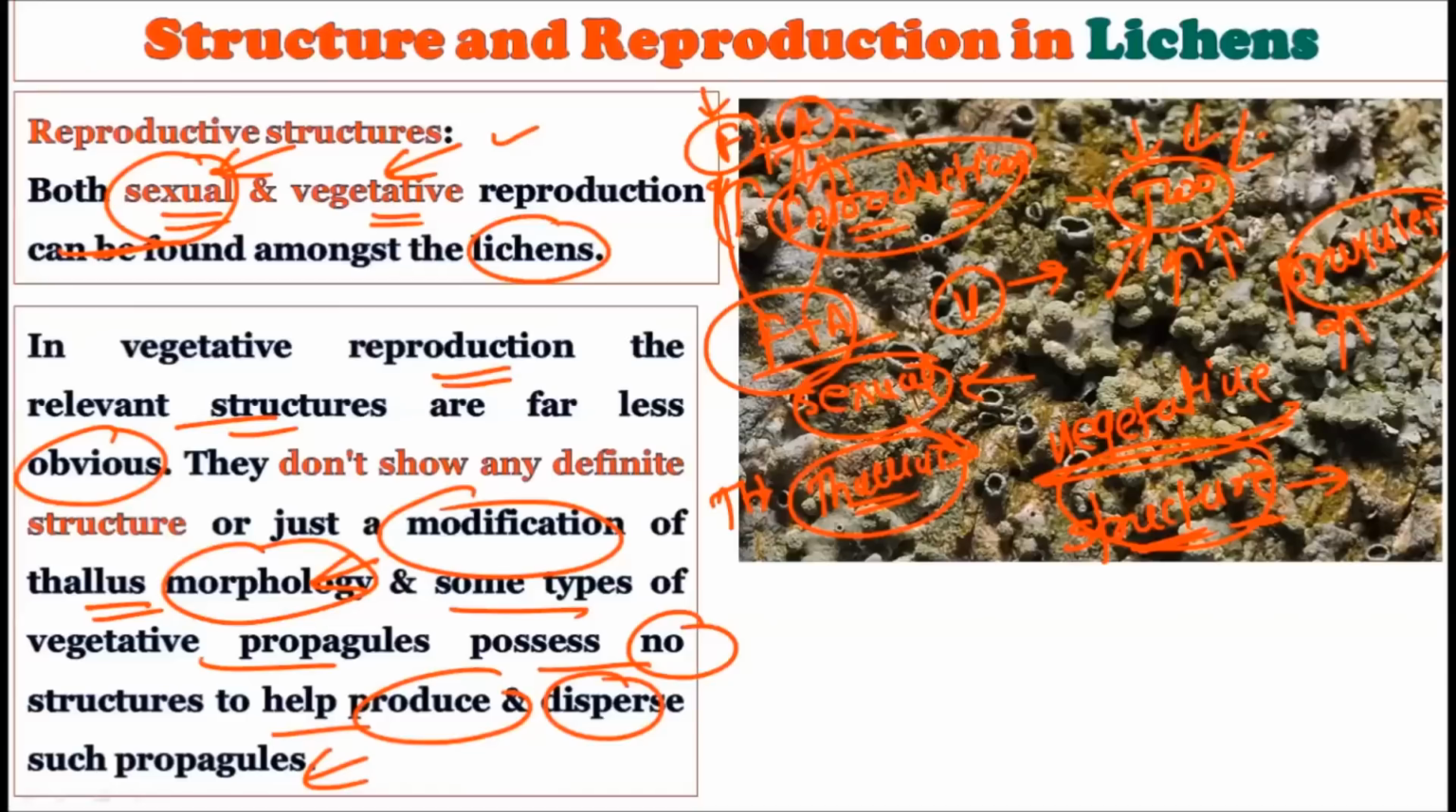But in lichens, the vegetative reproduction takes place by the parent thallus. No special structures are produced. Just the modification of a parent thallus is there, and this modification serves as a structure for the vegetative reproduction. And also they do not have any structure which can disperse these propagules to go into a new habitat and create a new thallus. So we can say that the vegetative reproduction in these lichens is far less developed. They do not show any particular structure for vegetative reproduction.